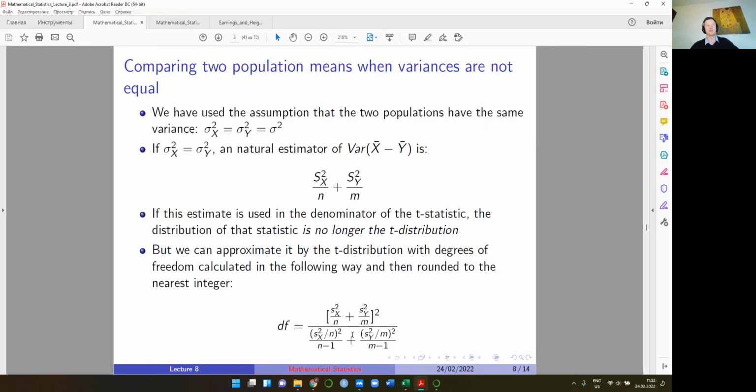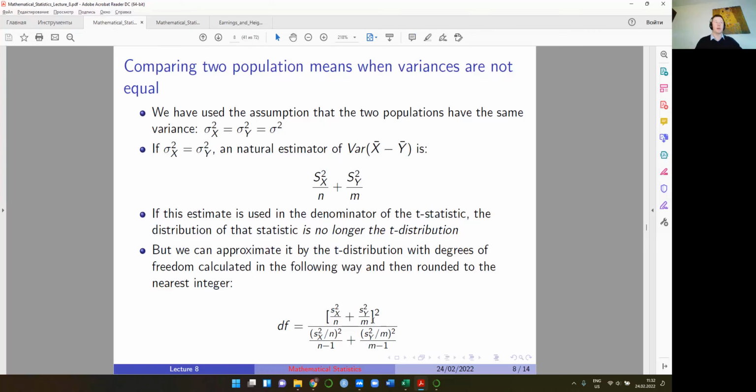kind of not that difficult, but you probably need to look at this formula properly to understand how to calculate it. We are using sample variances here, and of course we need to round this, because if it is not an integer number, we need to round it to the nearest integer.